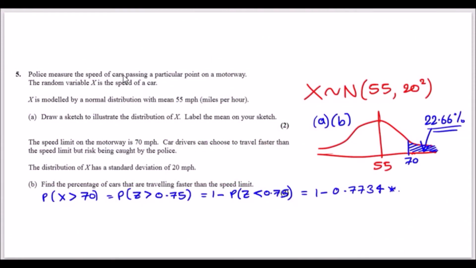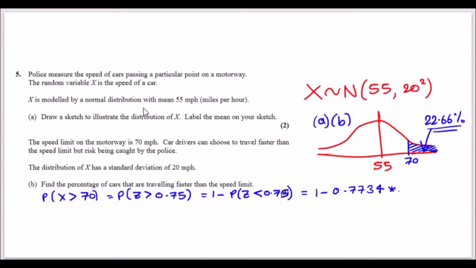So, police measure the speed of cars passing a particular point on a motorway. Now, the random variable x is the speed of a car. So here we define x as the normal distribution of mean 55 miles per hour. So right off the bat, before I even look at a and b, firstly, let's write down the distribution, which is x is normally distributed with mean 55.